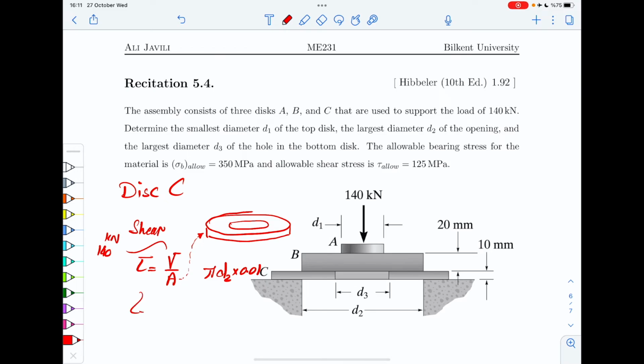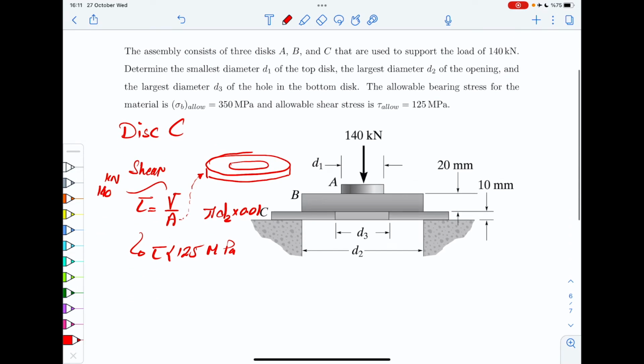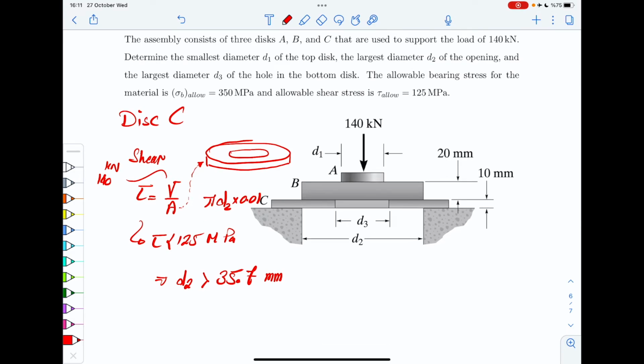And then from this, immediately you can, assuming that tau is less than 125 megapascal, as we just discussed, you want D2 to be larger than 35.7 millimeters. So that's the shear criteria. If that D2 is larger than 35.7, we know that we are safe.